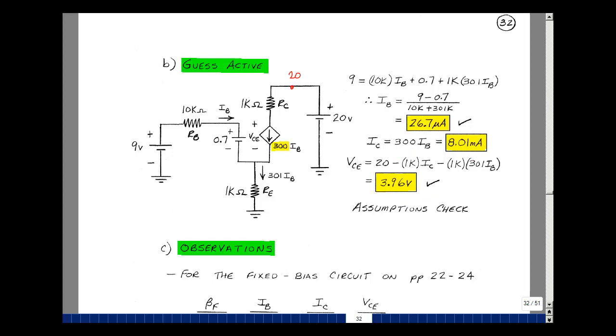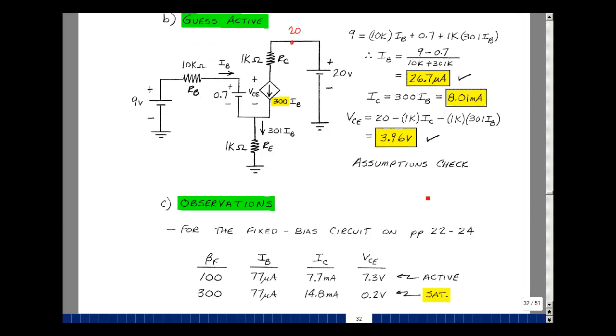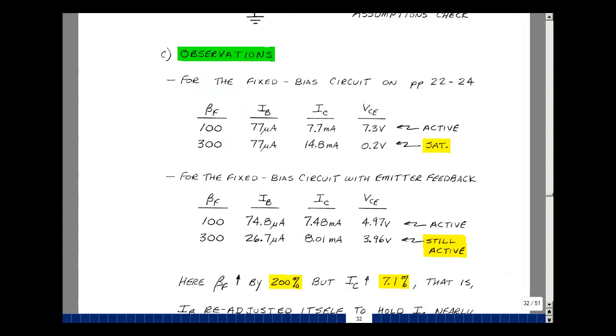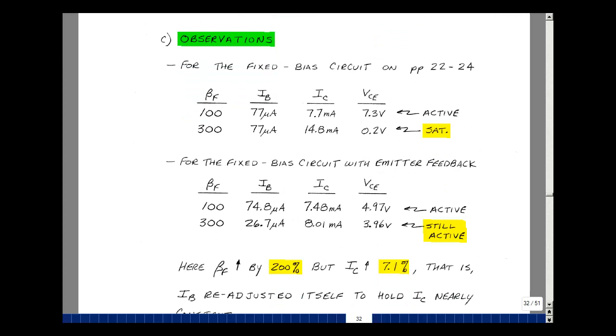Let's do a little comparison with this example and the one on pages 22 to 24. So in our fixed bias circuit, when we had beta F of 100, we had I sub B of 77 microamps, I sub C of 7.7 milliamps, and the collector-emitter voltage was 7.3 volts, and we were in the active region. But when beta increased to 300, our base current stayed the same, our collector current increased to 14.8 milliamps, but now we were in saturation.